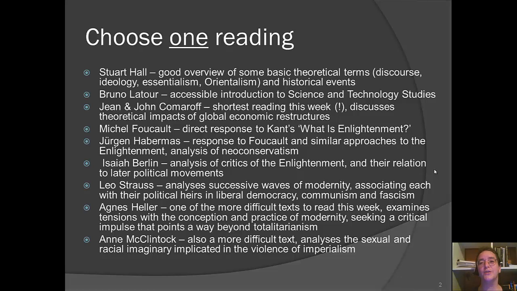Leo Strauss is a figure where we'll run into some of his students and some of his followers later in the term. He's often regarded as one of the founding fathers of what becomes neoconservatism. There are people who contest how valid that is. His piece is looking at successive waves of modernity. Modernity for him goes through several stages, and he analyzes that in terms of the political philosophy characteristic of those stages. And he associates each stage with political heirs in liberal democracy, communism, and fascism.